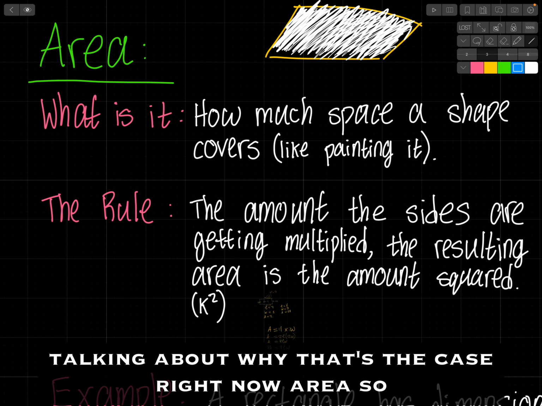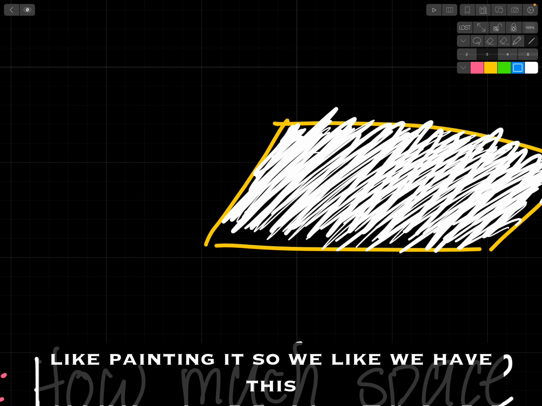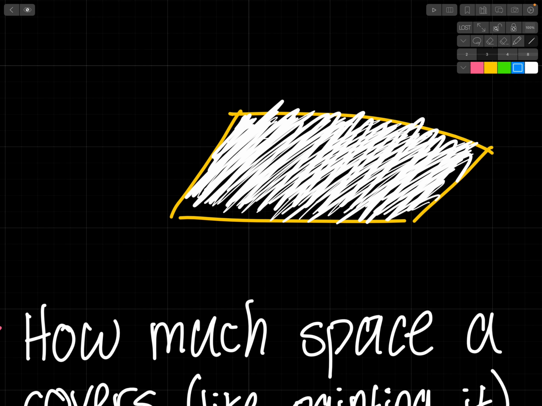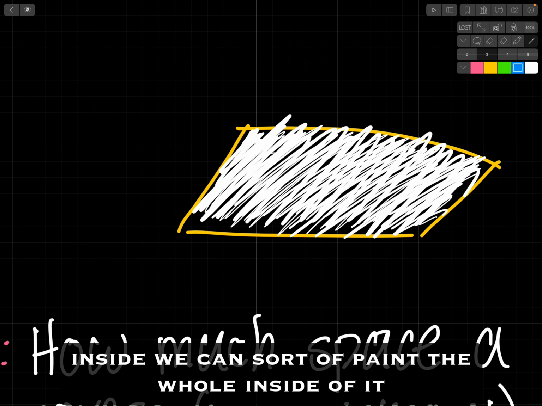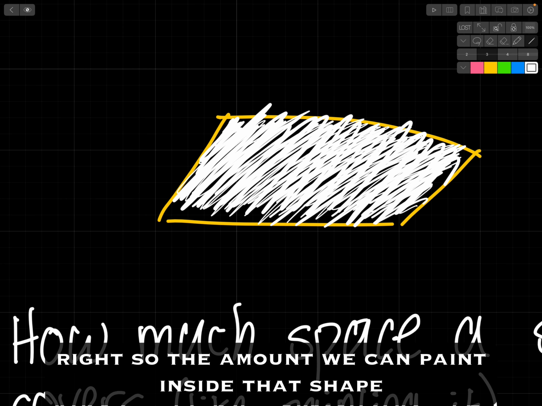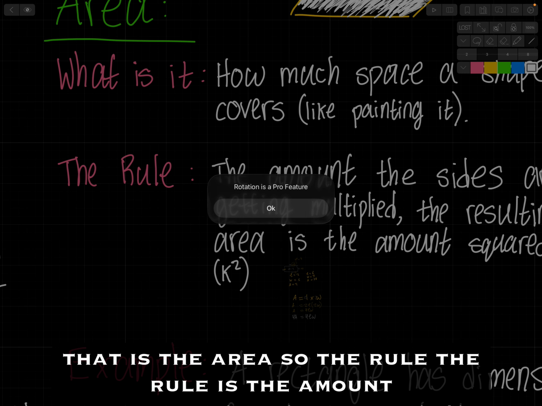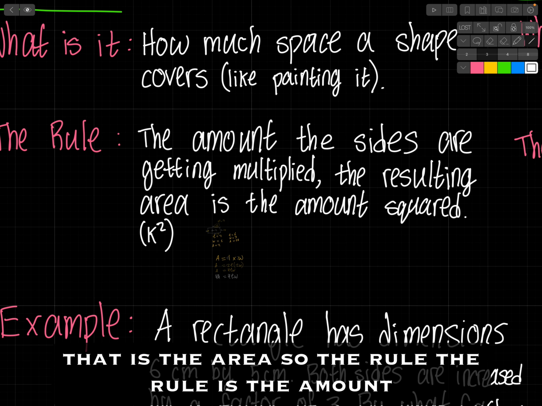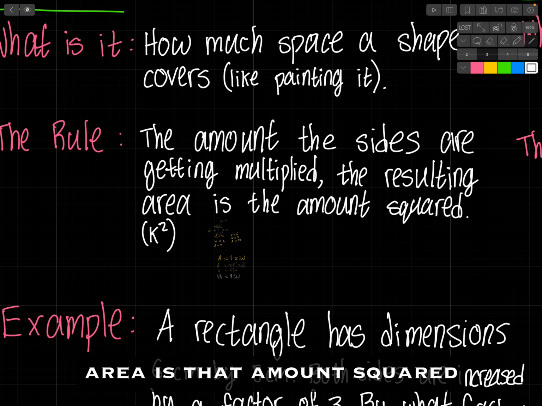All right, now area. So what is area? It is how much a shape covers, like painting it. So we have this, on the yellow, we have a sort of border, and inside we can paint the whole inside of it, right? So the amount we can paint inside that shape, that is the area. So the rule is the amount the sides are getting multiplied by, the resulting area is that amount squared.